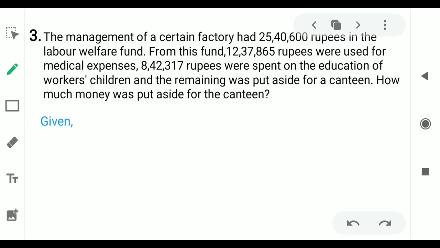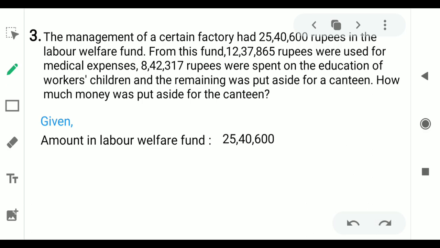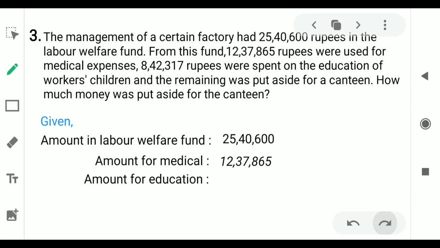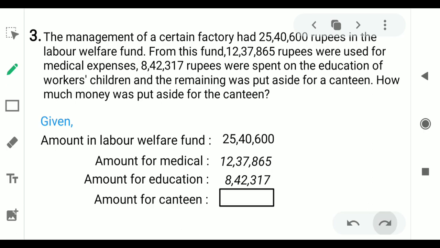So first we write the given information. Here the amount in the labor welfare fund is 25 lakh 40,600, and the amount for medical is 12 lakh 37,865. Amount for education is 8 lakh 42,370. And here we have to find the amount for the canteen.